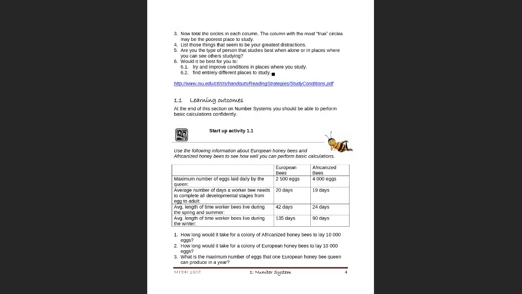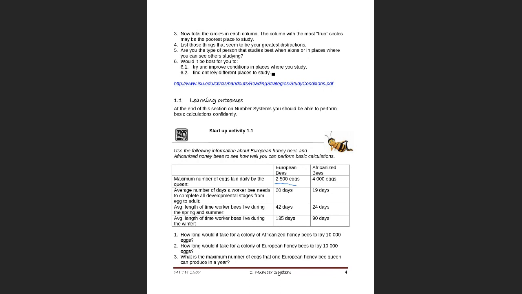Now, as you can see, activity 1 is about a table. It says to use the following information about European honeybees and Africanized honeybees to see how well you can perform basic calculations. We are going to use the table just to practice our knowledge on the basic calculation that we are going to do.